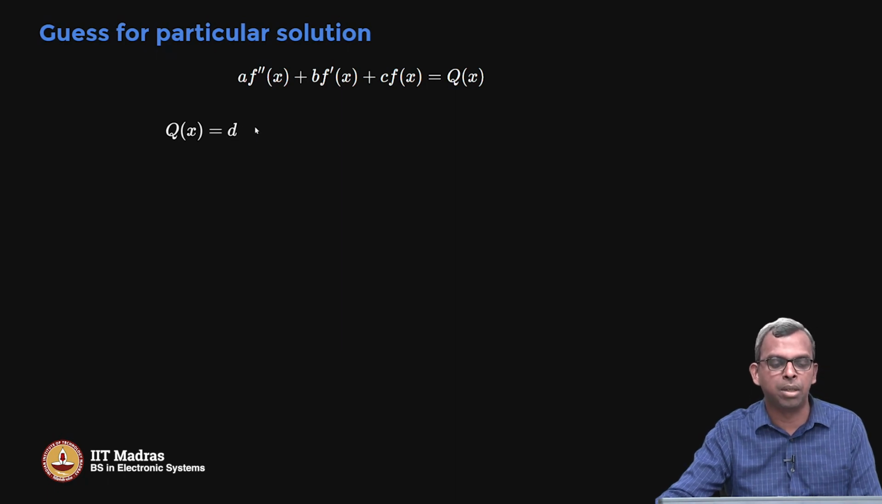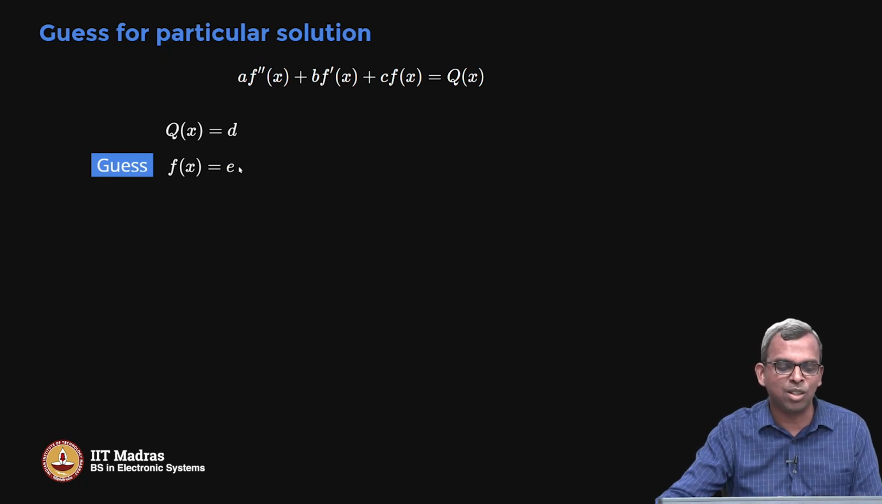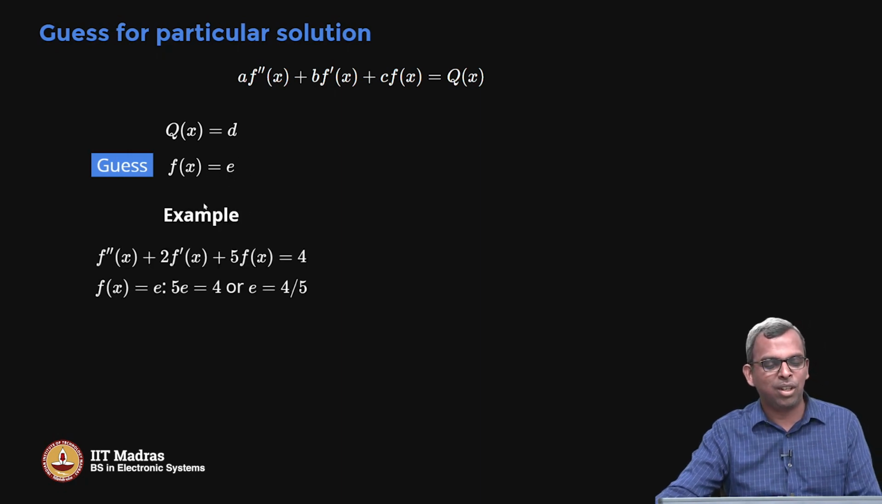Some constant number d. The guess which works here is f of x equals e, some other constant. Maybe I shouldn't use e, since e is not the exponential here. So e is just some constant real number. So here is an example.